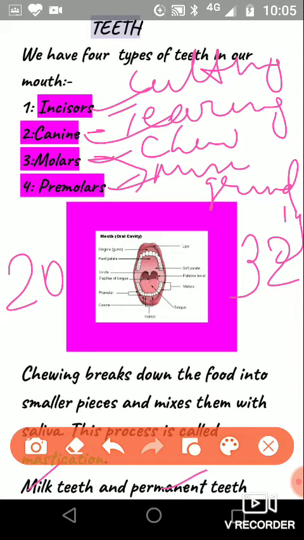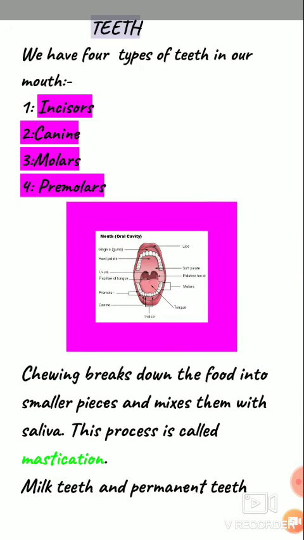So what is the function of incisors? They are cutting teeth. Canines are called tearing teeth. Molars and premolars both help in chewing, mixing, grinding, and crushing. That is about the different functions of the different teeth.